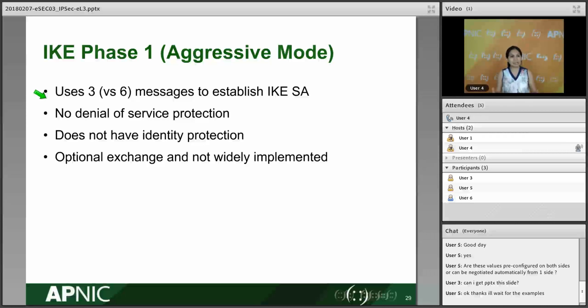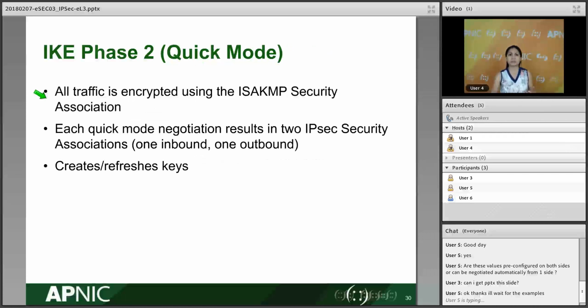So again, at the end of the day, the purpose is to achieve that secure channel, and that is achievable using aggressive mode, using only 3 messages. But again, you don't have DOS protection, you don't have identity protection. By default, however, main mode is used. So if you're okay with it, you can always just stick with using main mode. Questions? All right, I can see someone typing. I'll wait for that to finish.